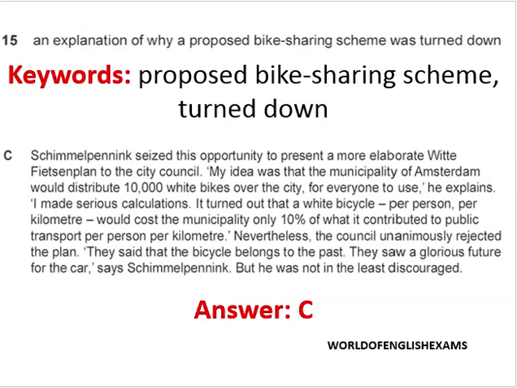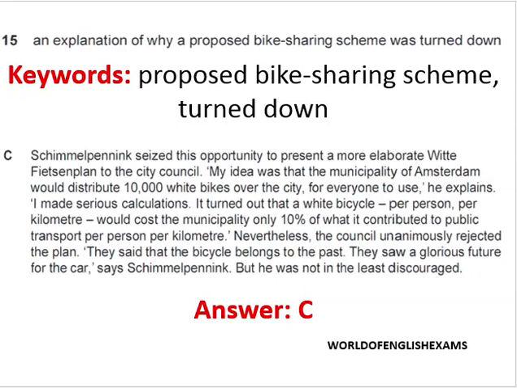A plan was proposed but instantly and unanimously was rejected by the council. Why? Here you also need to get the explanation as per what is given in the statement. It says an explanation of why they turned it down. So they said that the bicycle belongs to the past. They saw a glorious future for the car, but he was not in the least discouraged.